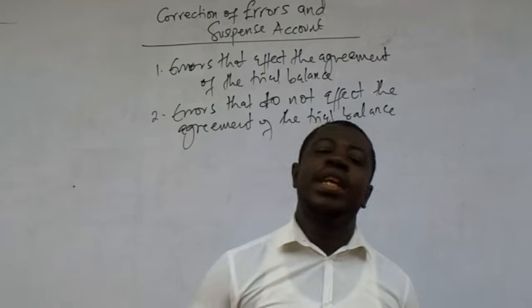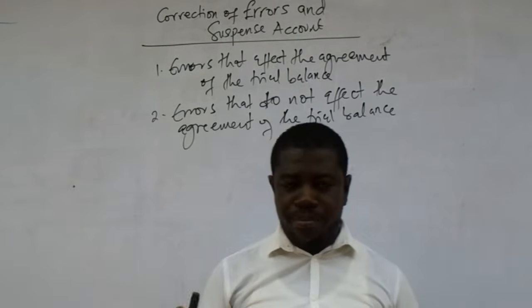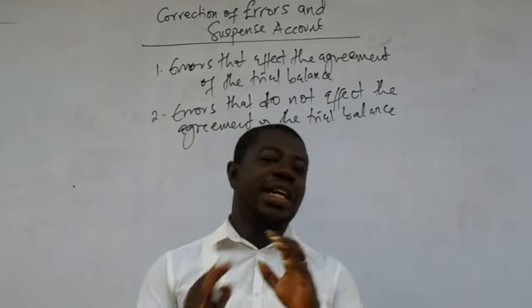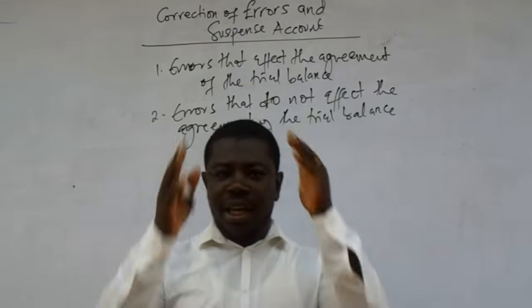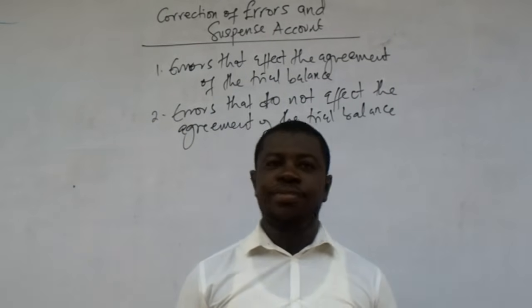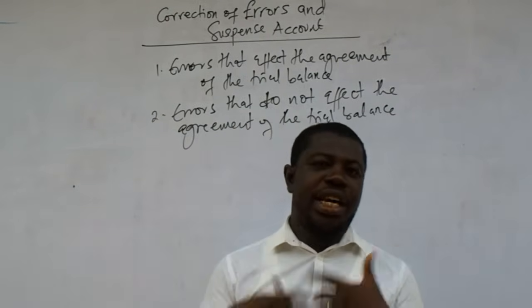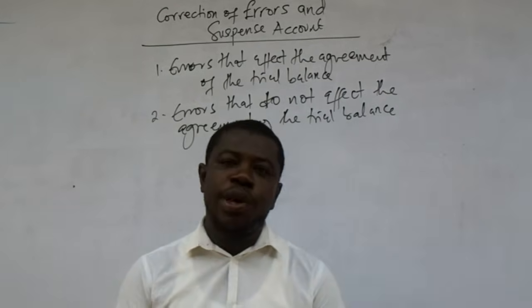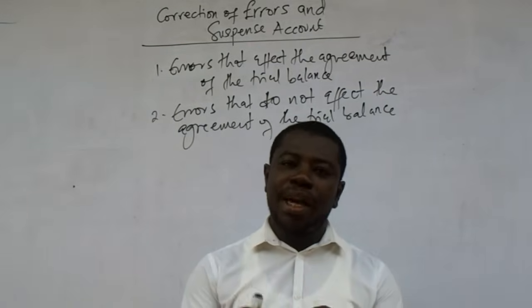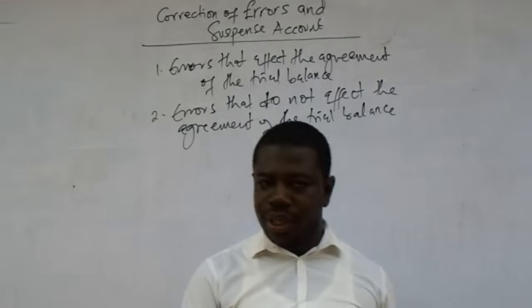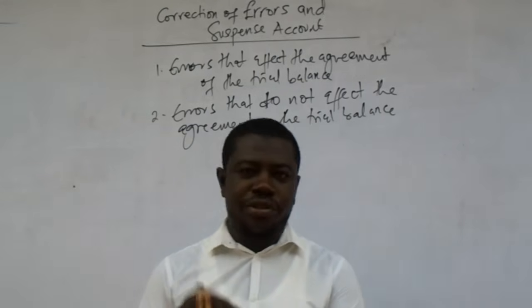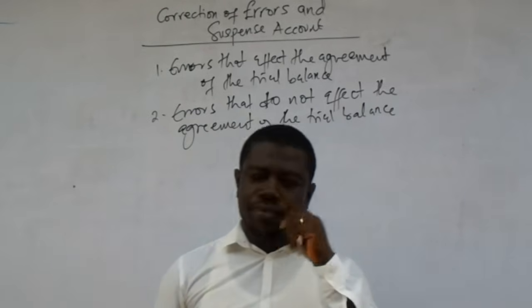So basically, we are looking at errors in the double entry system. That is what we are looking at as far as this topic is concerned. We are looking at errors in the double entry recording up to the extraction of a trial balance. Now, all those errors that are likely to be committed, there are some of those errors when you commit them, the trial balance will fail to agree. And then there are some of the errors when you commit, the trial balance will still agree.